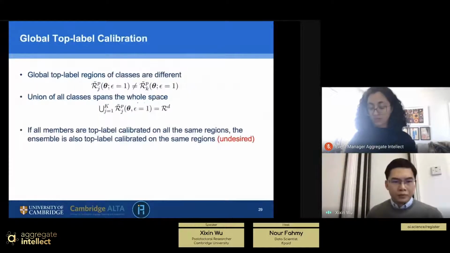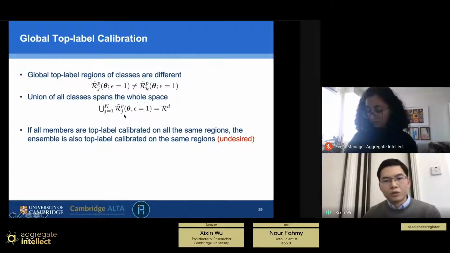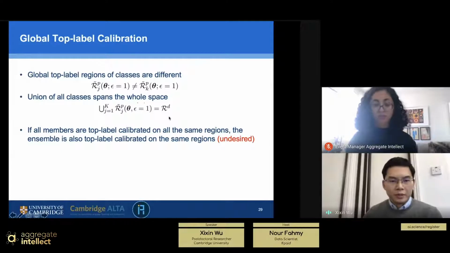But then let's look at the global top-label calibration. For the top label, the global regions for different top labels are different. Like if I look at the top label for class J and the top label for class K, the global regions are different. However, when we union them together, we can still span the whole space. Now let's look at what will happen for the top-label global region. First, we still have the same trivial statement: if all the members are top-label calibrated on the same regions, then the ensemble is also top-label calibrated. But what happens when the regions are different?